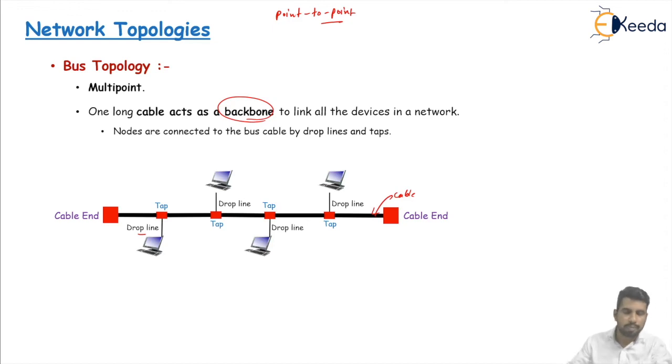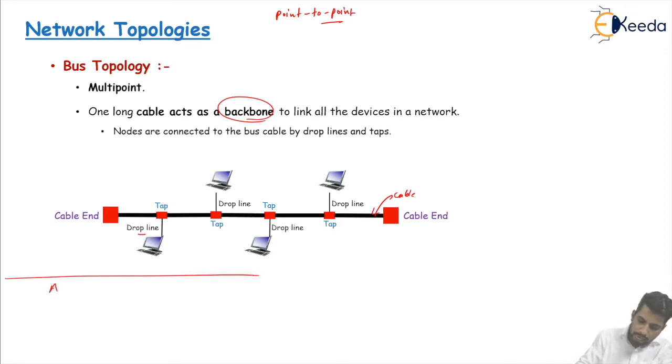Here we see the main advantage compared to the topologies we discussed in the past. We need only a tap, or you can say a connector, and a drop line to make a node part of the network. It is easy to install compared to other topologies.